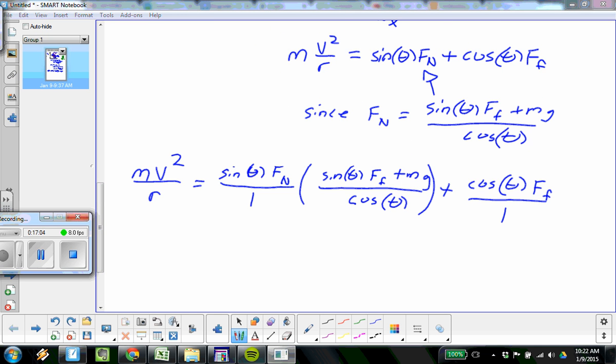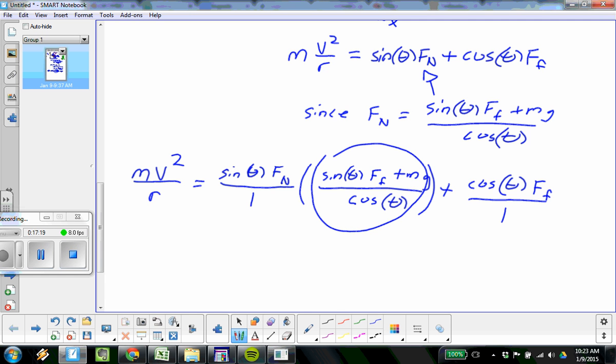All right, I've gone ahead and written that out and moved things over so I have more room. Notice that I've put everything over 1. It just makes it look a little bit neater and easier to see what's happening. All I've done is substitute in the sine theta times the force of friction plus mg over cosine theta for the normal force.